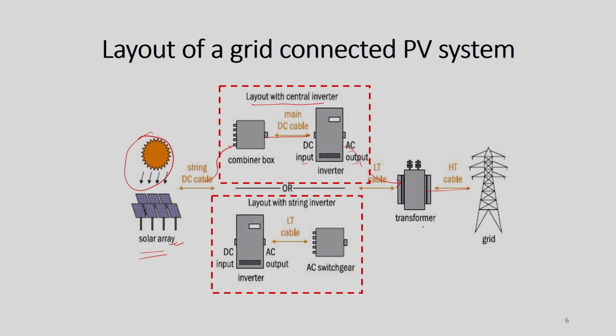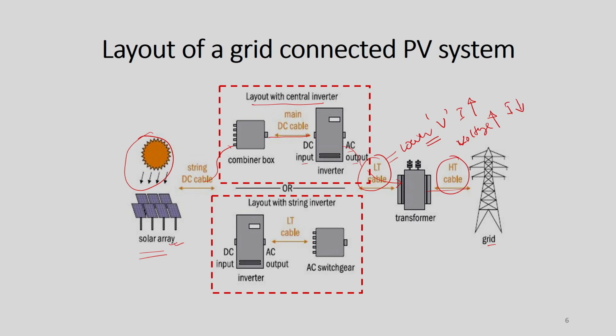When it goes from the transformer to the grid, we use high tension cable, and from the inverter to the transformer we use low tension cable. Low tension means lower voltage, and current is high. In the case of high tension cable, voltage is high, but current is low.